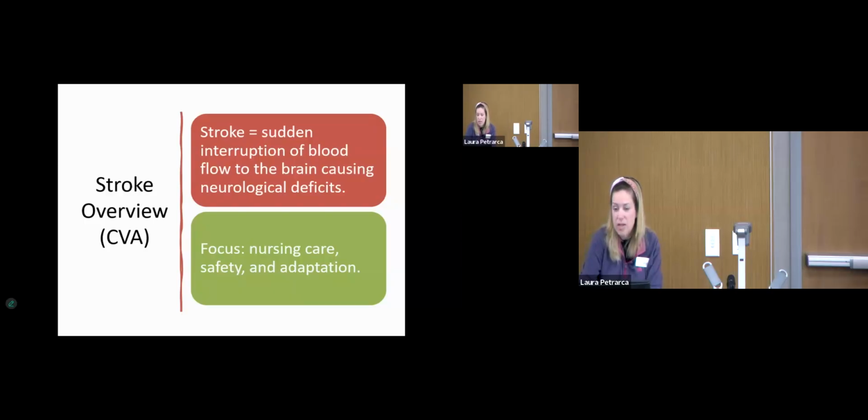So what is a stroke? A sudden interruption of blood flow to the brain that causes neurological deficits. It could be sensory, motor, or cognitive impairment. And the focus is on nursing care, safety, and adaptation. And just remember, communication and supporting recovery are important, because not all of your stroke patients are going to fully recover. This might be their new way of life. So you need to make sure that you're adapting to that and supporting recovery, teaching the family, and making sure you communicate with the patient. All of these are very important for your stroke patient.